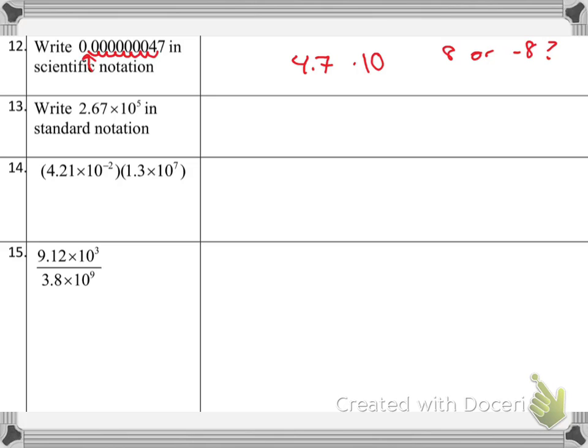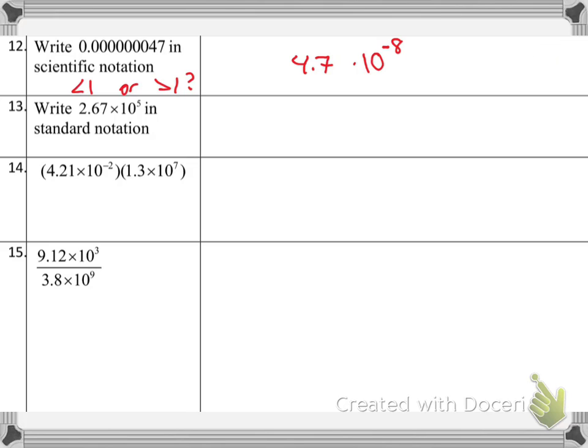So how do we remember which one is which? Well, what we do is we go back to this original number and ask ourselves, is this less than 1 or is it greater than 1? Okay, this number is very much smaller than 1. When you have a number that's smaller than 1, then your exponent must be negative. Okay, so that's your final answer.